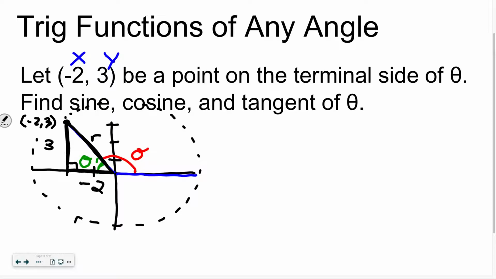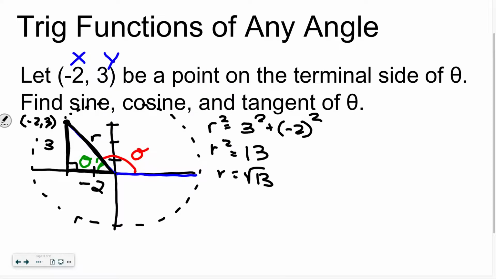So to solve for R, I would do the Pythagorean theorem. R squared equals 3 squared plus -2 squared. If either x or y is negative, when you square it, it will be positive. So we're going to get R squared equals 9 plus 4, which is 13. R equals the square root of 13. And now you should be able to answer sine, cosine, and tangent.